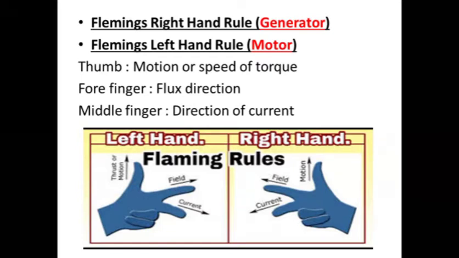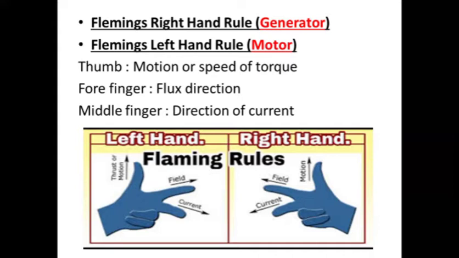When we keep all these fingers in mutually perpendicular directions, the thumb shows the motion or torque, that is, the motion of the conductor. The forefinger shows the flux direction, that is, the direction of the magnetic field. The middle finger shows the direction of the current or EMF, the generated voltage. In case of a motor we use the left-hand rule, and in case of a generator, the right-hand rule.